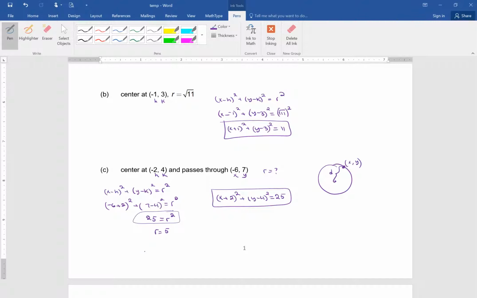The radius is 5. The formula is r squared. That's why it's 25 here. Right? The formula is r squared. The radius is 5. R squared is 25. Yes?